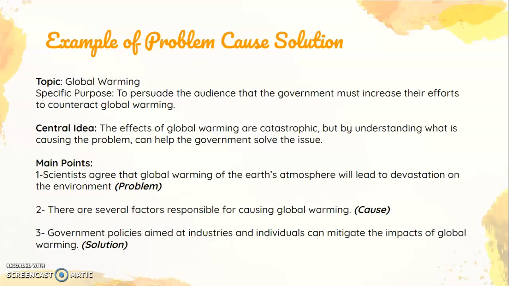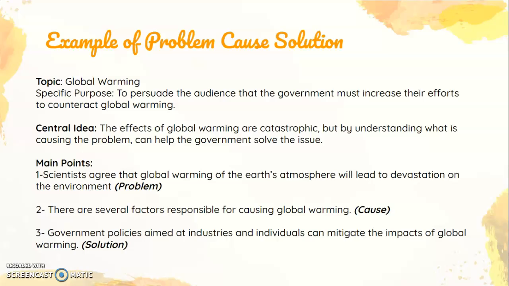So an example of this, I'm going to start with the topic of global warming. We know the purpose of the speech is going to be persuasion. So my specific purpose is to persuade the audience that the government must increase their efforts to counteract global warming. My central idea is the effects of global warming are catastrophic, but by understanding what is causing the problem, it can help the government solve the issue. So then we go down into what our main points are.